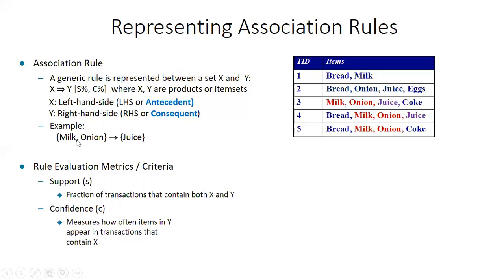Say for example, here milk onion tends to juice. If I take this, milk onion tends to juice, that means what? What is the support of this item set? Milk onion juice. That is 2 by 5.